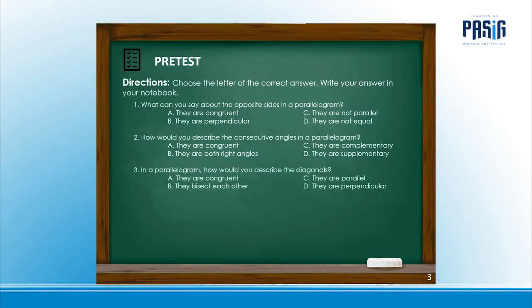Number 3. In a parallelogram, how would you describe the diagonals? A. They are congruent. B. They bisect each other. C. They are parallel. D. They are perpendicular. Your timer starts now.